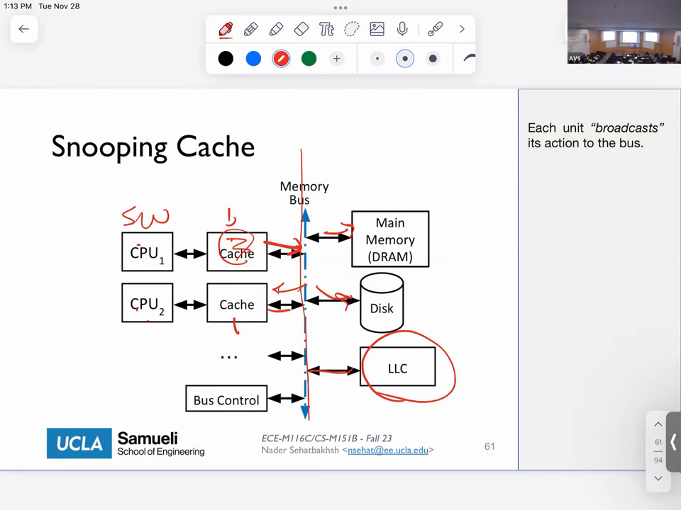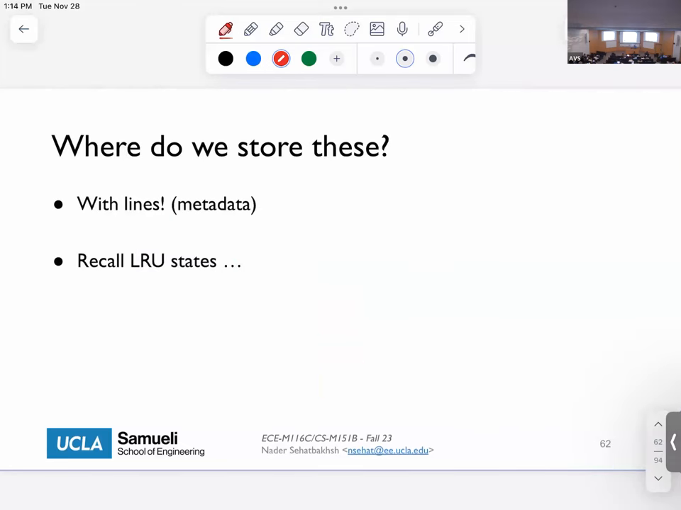There is another way of doing this, which we call directory-based, that I'm going to talk about if we have time in this lecture or maybe next lecture. But the one that we're mainly going to focus on is this concept of snooping caches, okay? So how does it work?